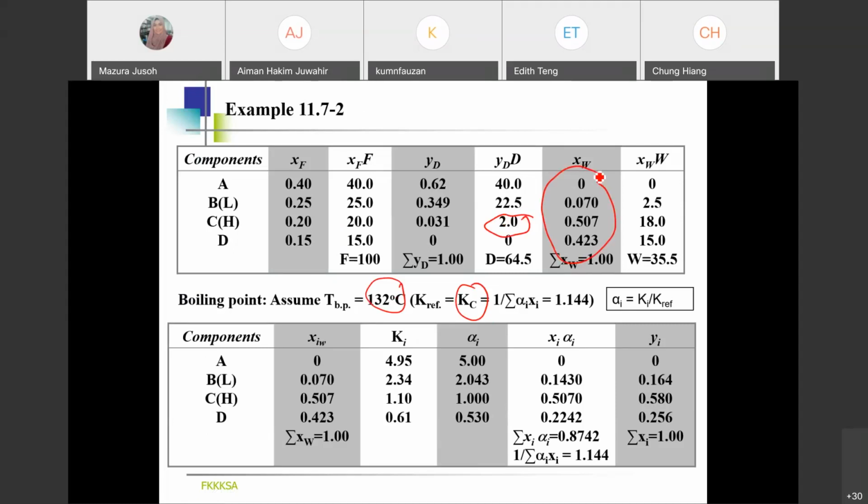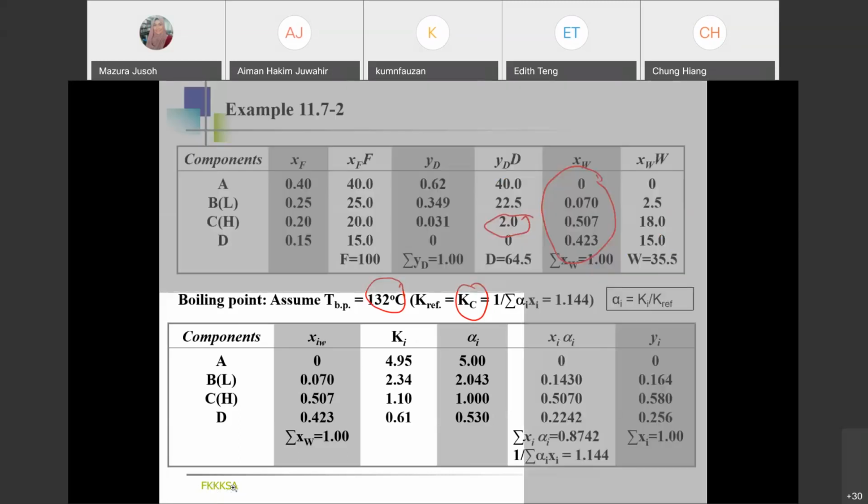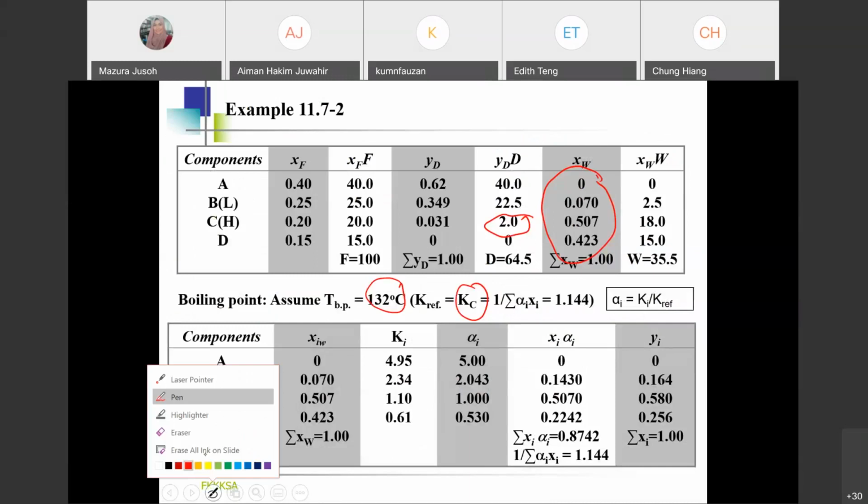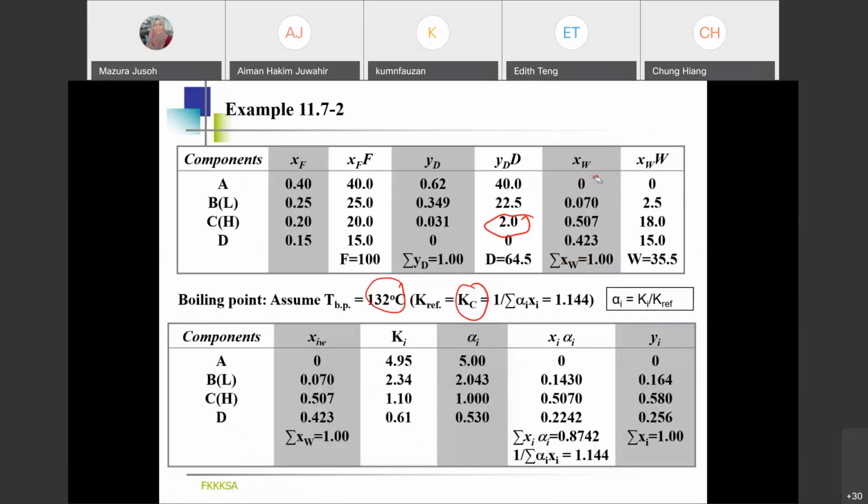Alpha is always the K... sorry, this is not the alpha. I didn't see that earlier. Oh no, that's my eraser. Where is my eraser? That's my eraser. Not this, okay, wrong. This is wrong, I can't see.